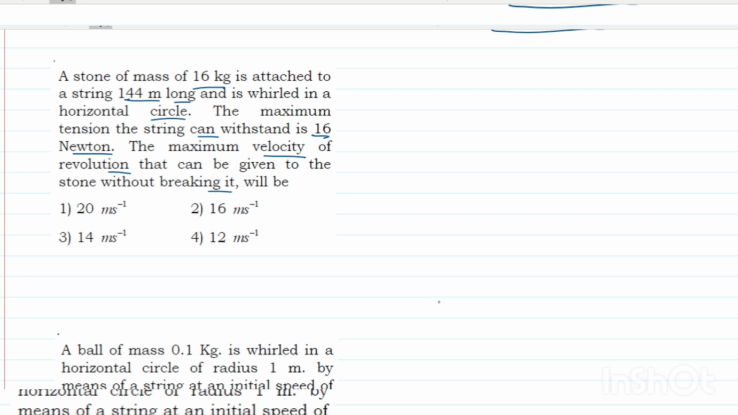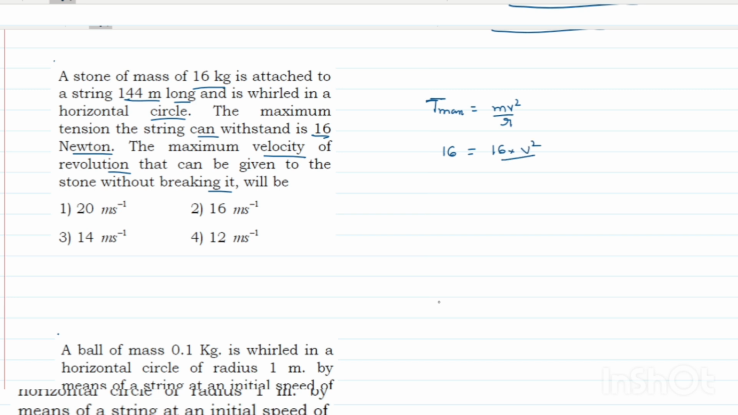So, same as the previous model question, the maximum tensional force here we can take as mv square by r. The tensional force is providing the centripetal force to move the body in a circular path. So the maximum tensional force is given as 16 newton, which will be equal to mass 16 kg, and here we need to calculate the velocity value.